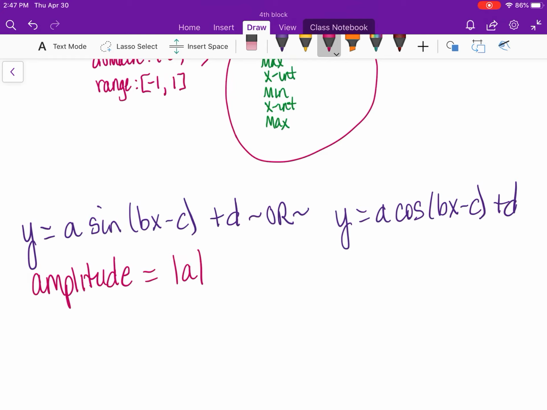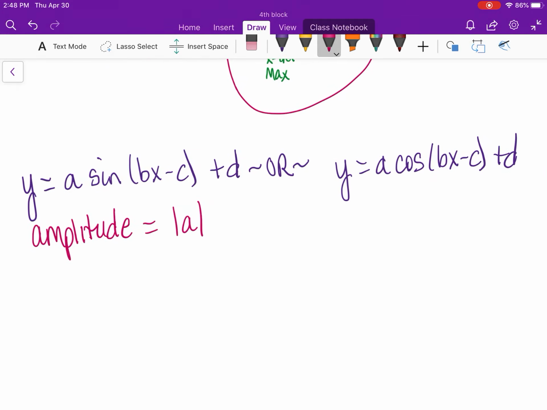Okay, your amplitude's still going to be the same. Your maximum will be the same and your minimum will be the same, but it will flip the graph, just like normal. So it'd be reflected across the x-axis, okay? So the negative still reflects, but it does not change the amplitude. So that's why the formula for amplitude has absolute value about it.